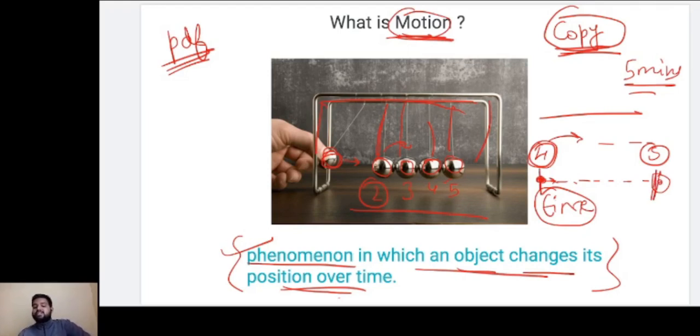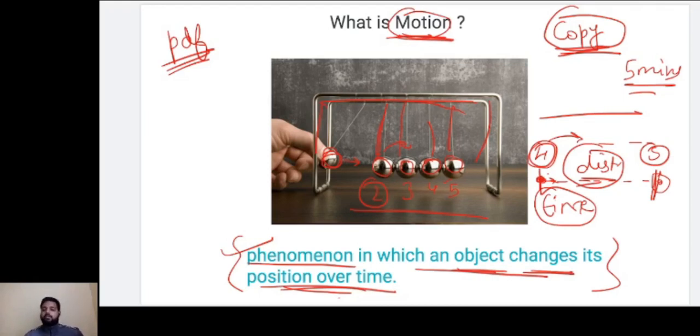So there's a change in position, as you can see, from home to your school, whatever the distance you would have been covering. So there's a change in position, and that's what the definition says: a phenomenon in which an object changes its position over time. Now there are many metrics by which we can judge whether motion is happening, the types of motion, and other things.